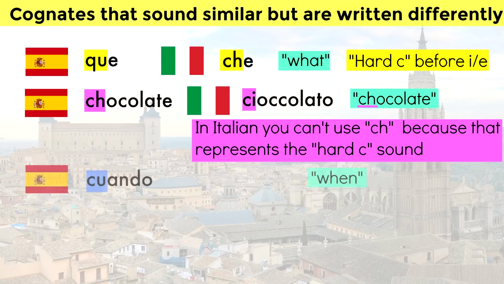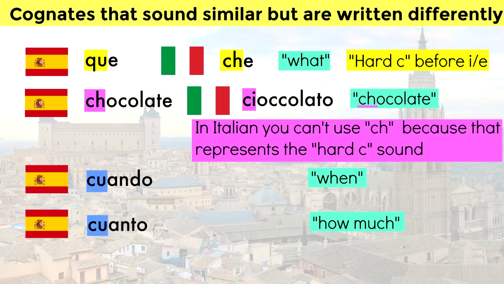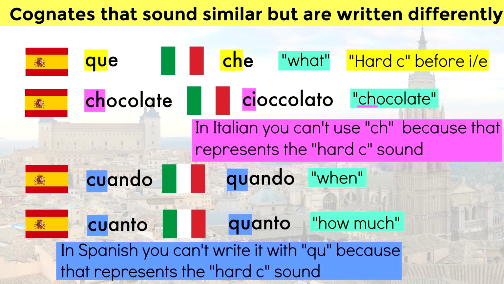In Spanish you have cuando, meaning when, and cuánto, meaning how much. And in Italian you have quando and quanto. In Spanish you can't write it with QU because that always represents a hard C sound, so the words would end up sounding like cando and canto.